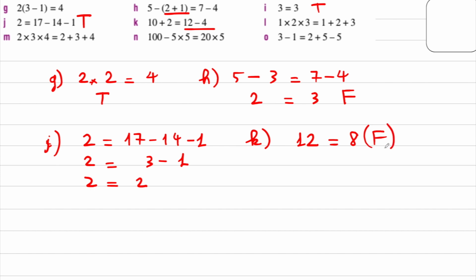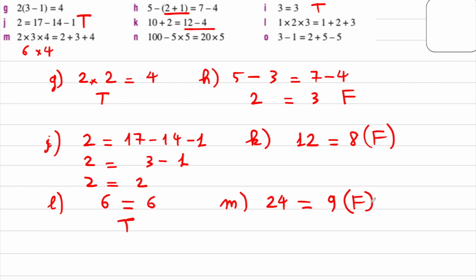Of course, this has to be false. Question L. 1 times 2 times 3 equal to 6. 1 plus 2 plus 3 equal to 6 also. Yes, so we have here true. Question M. 2 times 3 times 4, 6 times 4 equal to 24 for the left hand side. 3 plus 4 plus 2 equal to 9. So here is false.